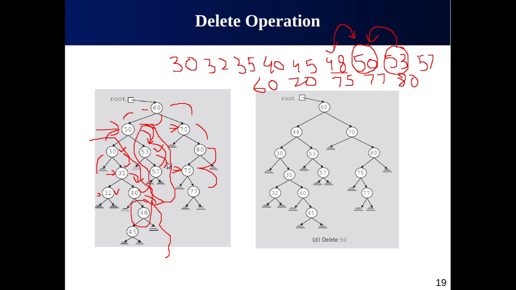So you have two methods to delete a node that has both the children present. You can do the in-order traversal and then replace the node that you want to delete by the predecessor or by the successor. Or the second method is to select the greatest value in the left subtree or the smallest value in the right subtree.